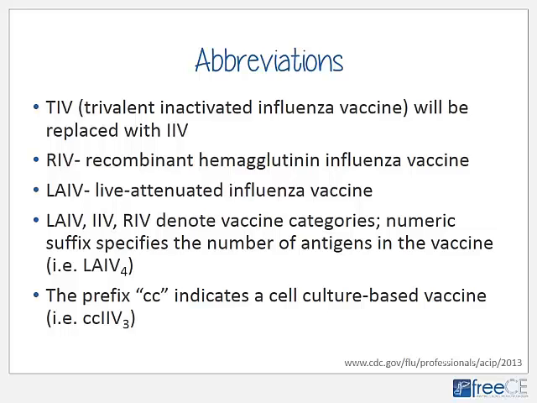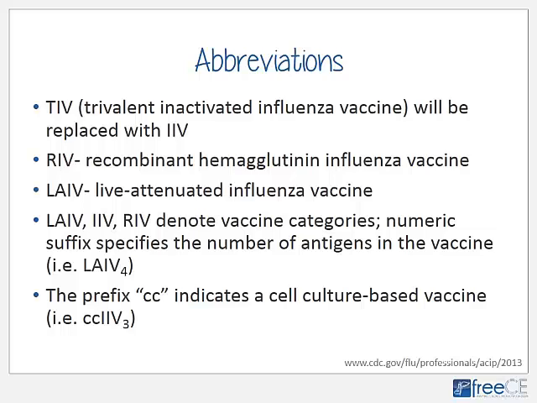If it's a 4, it's going to include all 4 of the strains that were included on those slides. So that's how we're denoting something that's a trivalent product versus a quadrivalent product. And then the last item that you may see, the prefix CC, indicates a cell culture-based vaccine.